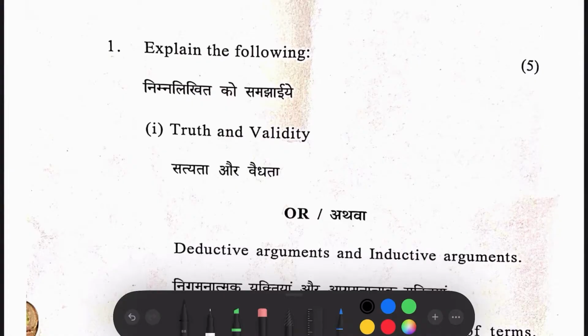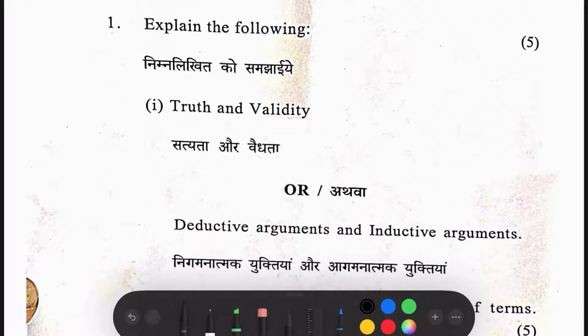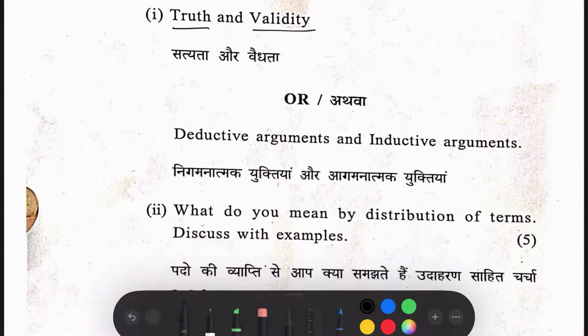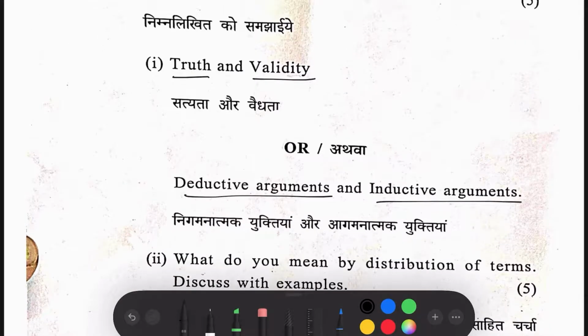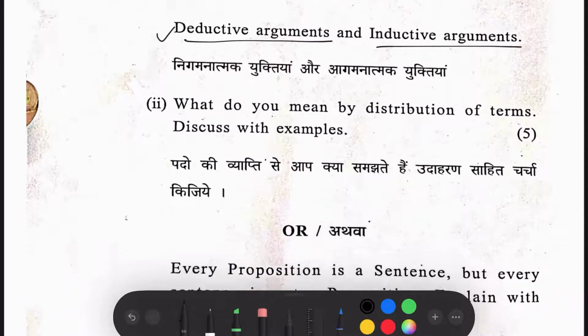The first questions are based on the theory part. The first question is you have to explain the difference between truth and validity. Second question is deductive argument and inductive argument. You have to choose one. Either you can attempt the first or the second question. I've already made videos on this topic, so you can check those videos.